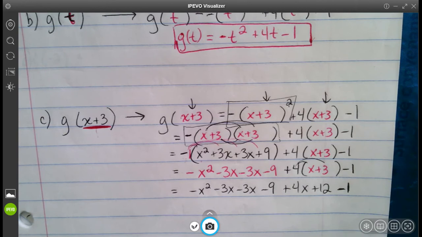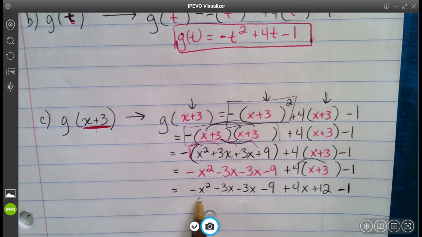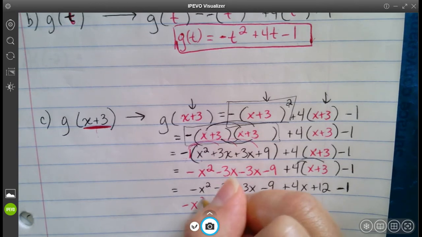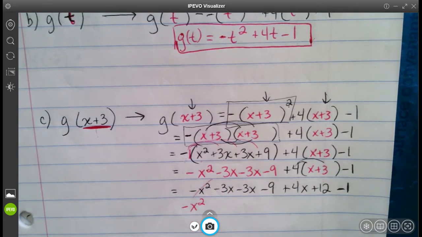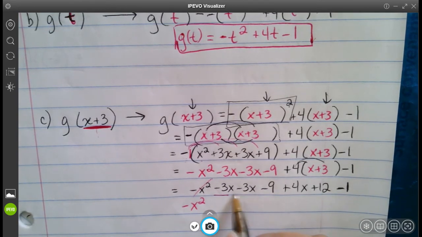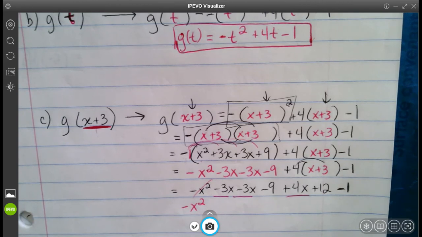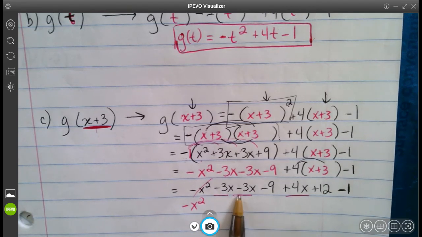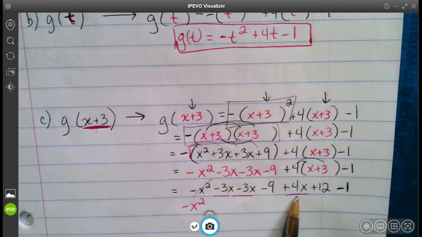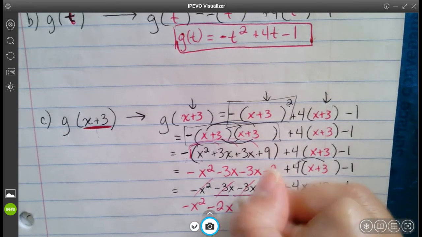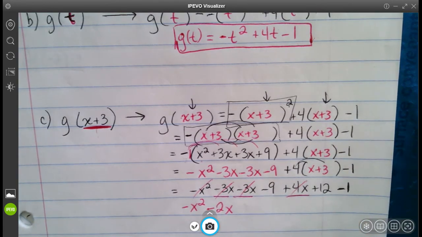And then we just combine like terms. So at this point, it looks like the x squared is the only one of its kind. So negative x squared is solo. I like to keep track of my terms like that. Then we have negative 3x, and positive 4x. So it looks like we have negative 3 minus 3. That's going to be negative 6. And negative 6 plus 4 is negative 2x. So I can cross those out now.